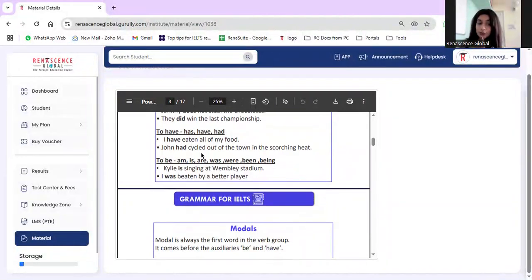Now let's talk about to be, like am, is, are, was, were, been. Kylie is singing at Wembley Stadium. Why is Kylie singing? Because Kylie is one person, right? I was beaten by a better player. So I was beaten. I am also a single person who was beaten in the past. Now if I talk about plural, then it is: they were beaten by another team. Understand?